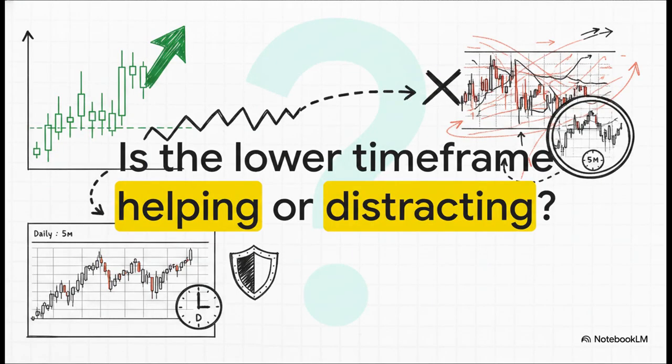I really want you to anchor this exact question in your mind every single time you feel the urge to click a button during a volatile session. Is the lower timeframe helping me enter, or is it distracting me? If your daily chart says sell, but your 5-minute chart looks like an aggressive buy, take a breath. The lower timeframe does not create direction. It only provides an entry into the pre-established higher timeframe trend.